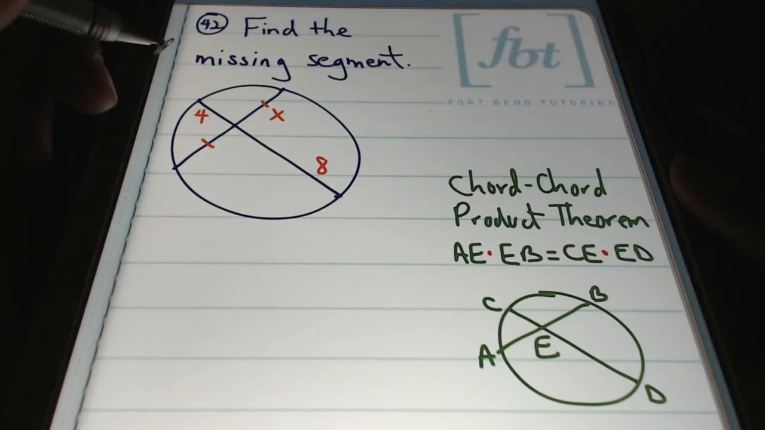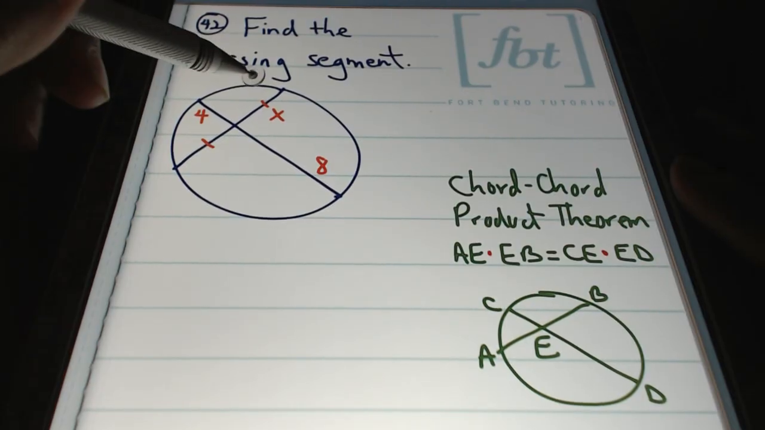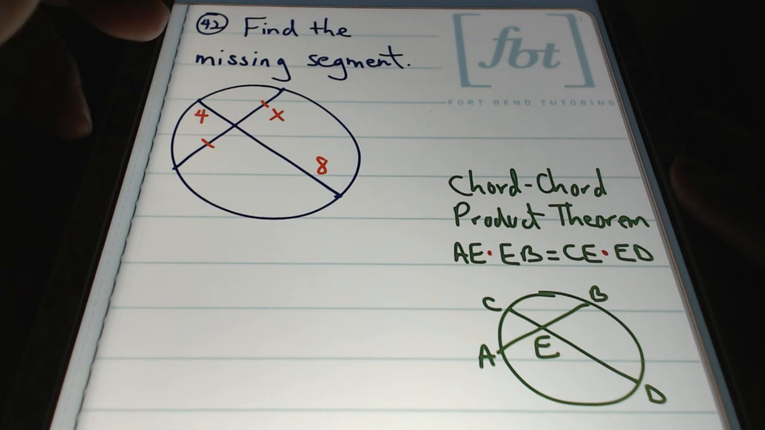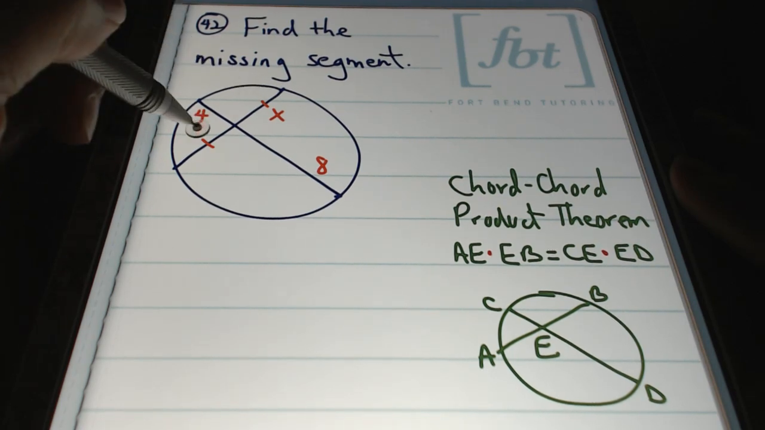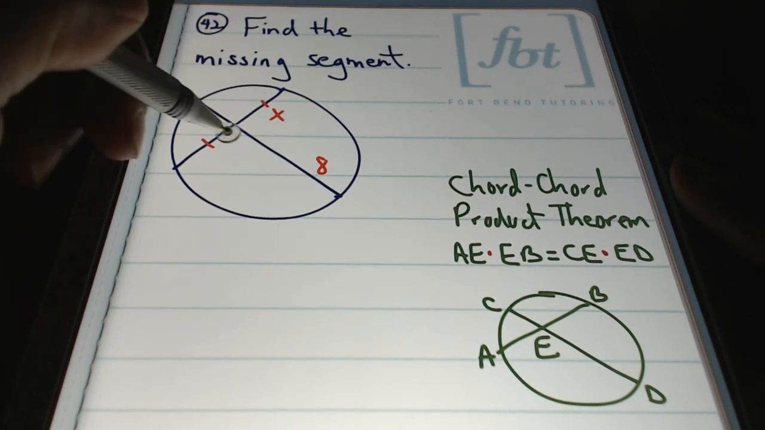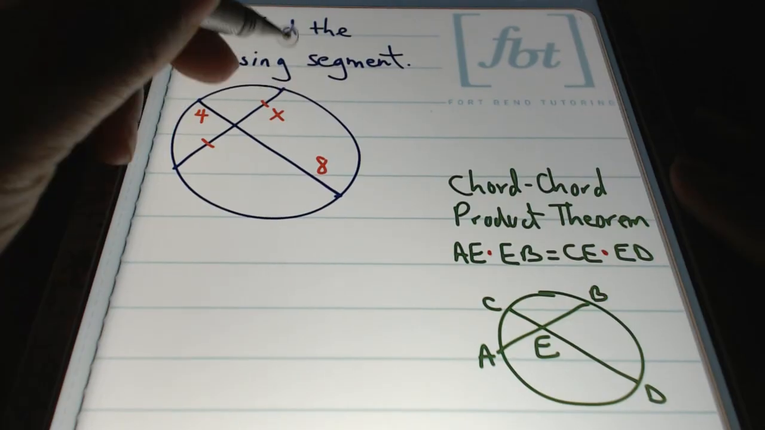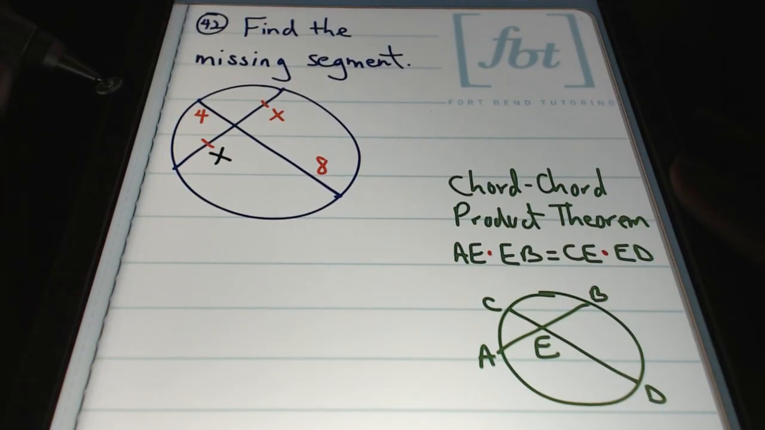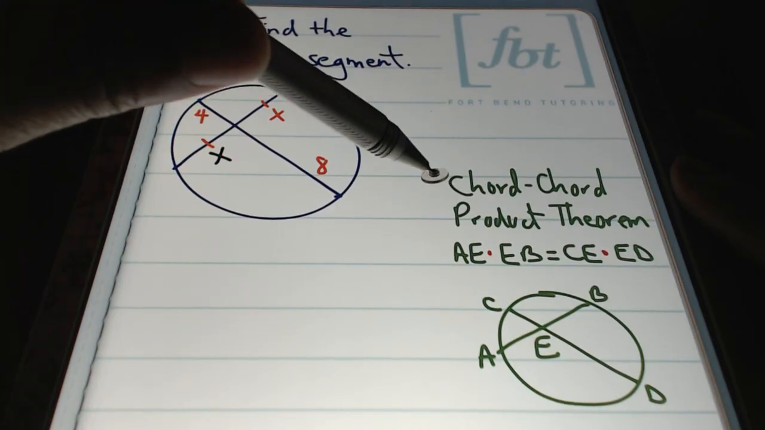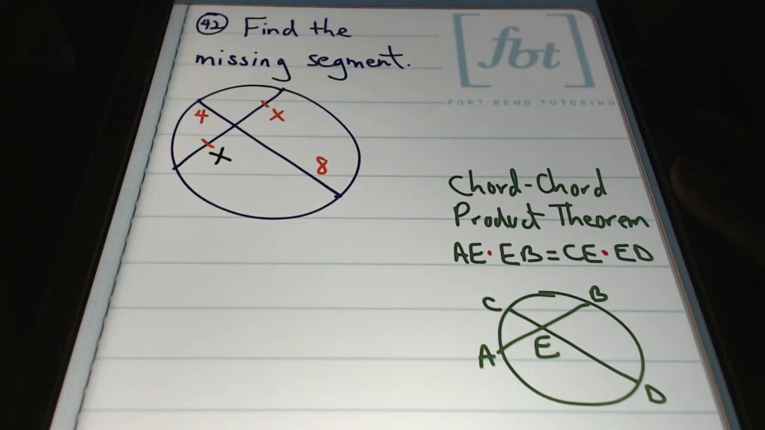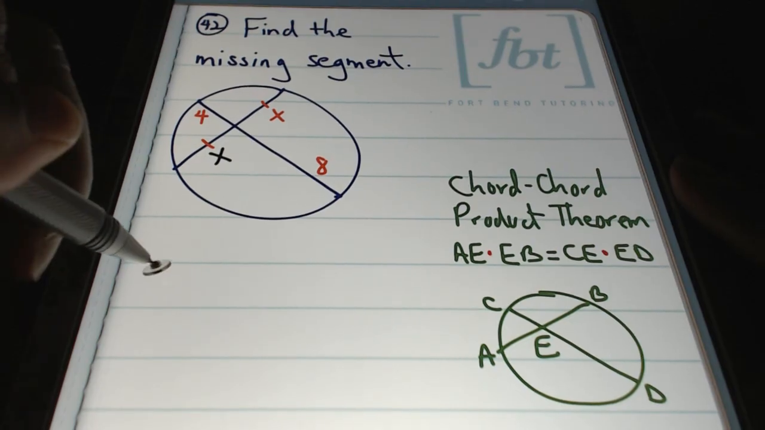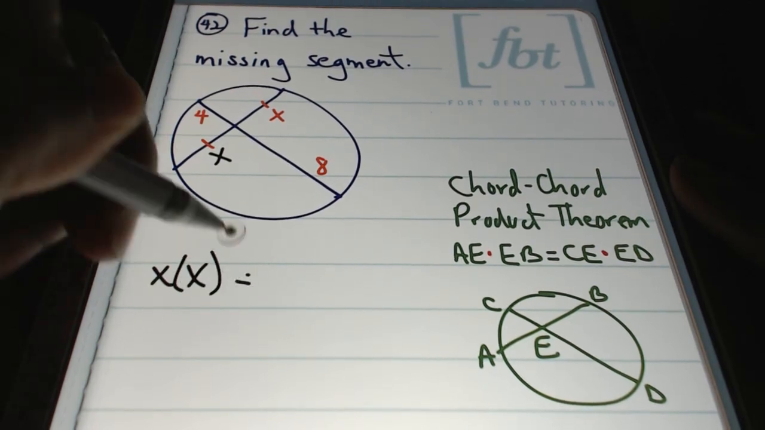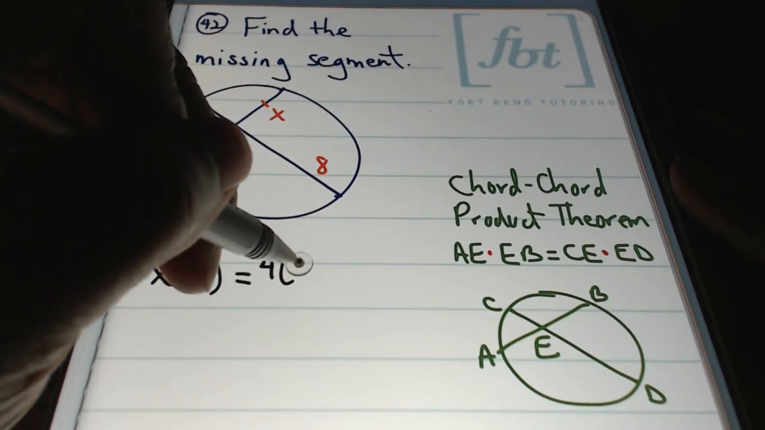So here, what we need to keep in mind, guys, is that they've made notations on our diagram to inform us that these two segments are the same length. So if this segment's length is x, then this segment must also be x. So according to our chord-chord product theorem, we can multiply x times x, and that should be equivalent to 4 times 8.